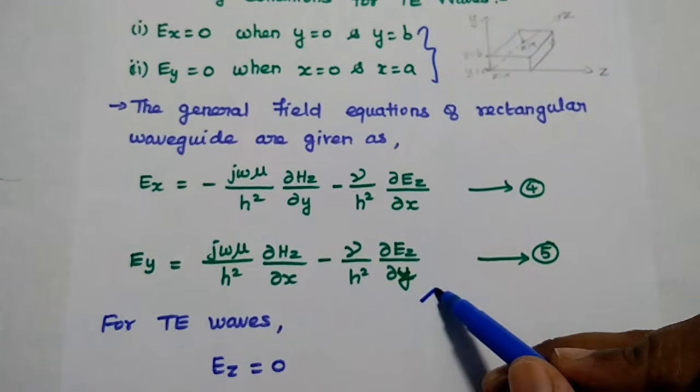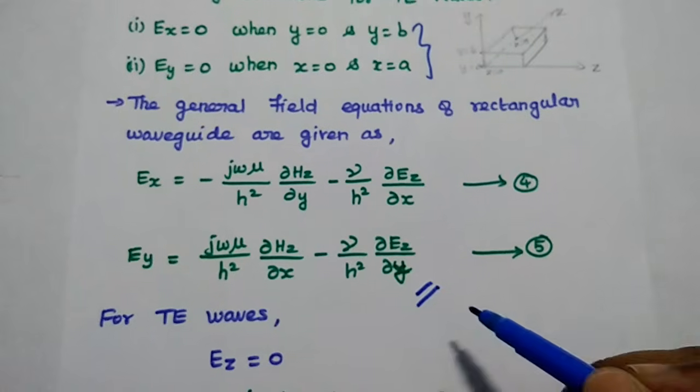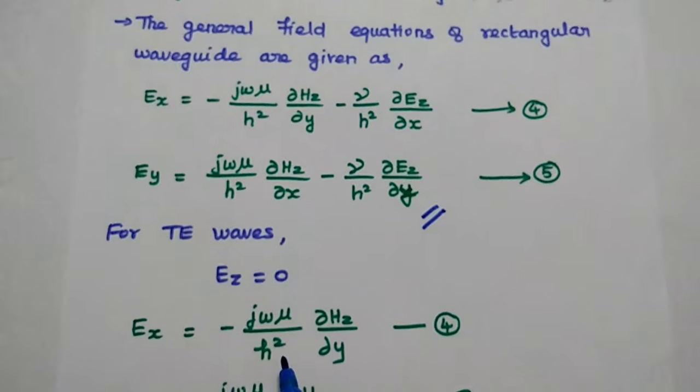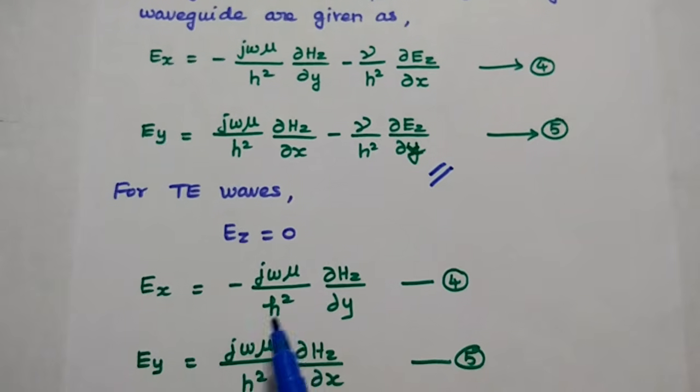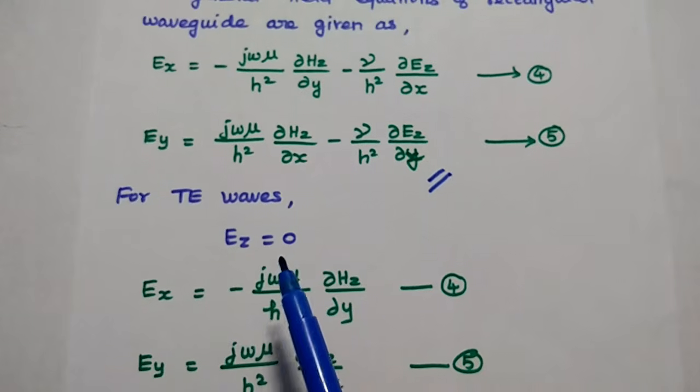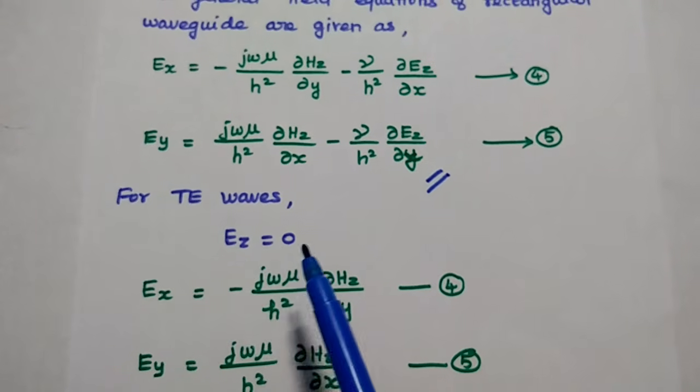So this is the general field equation of the rectangular waveguide. But we are going to find out the field equations for the TE waves. What is the condition for TE waves? Ez = 0.